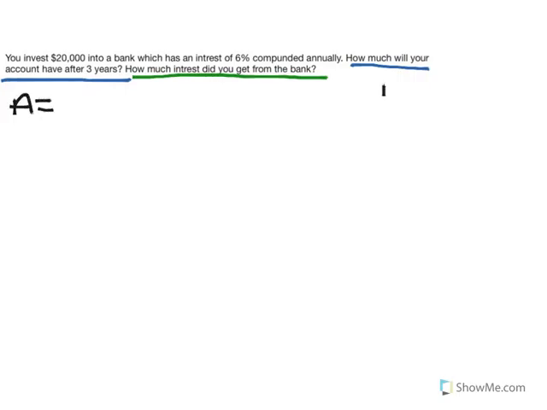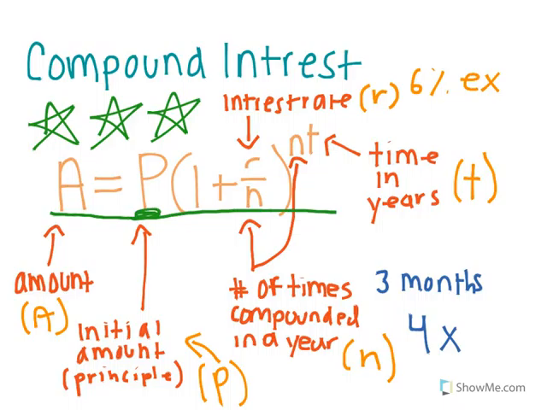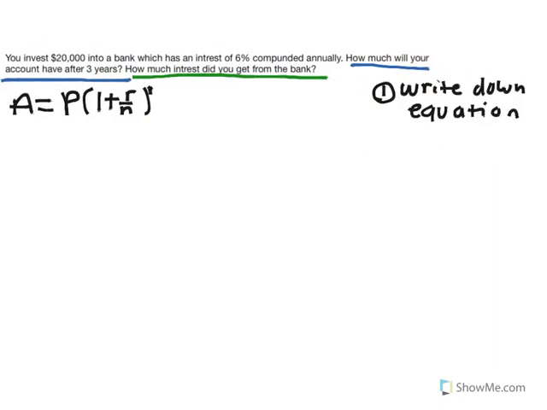So our first step is just to write down our equation. So we got A is equal to P times 1 plus R over N, to the NT. So that's our compound interest formula. And we know we're using compound because it says compounded here. You see? That's one key word. So it's very important to underline your information.